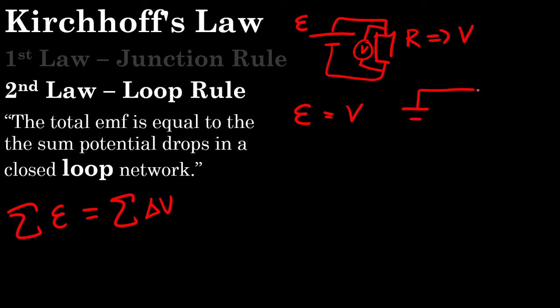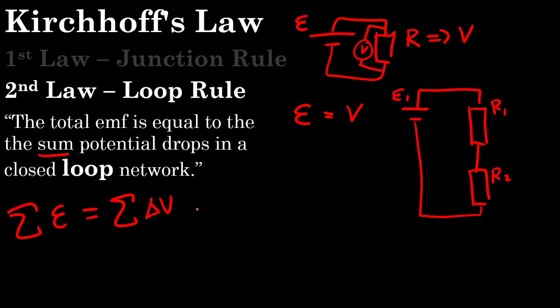Okay, now if we add another resistor, so say you have a different diagram, you have the first resistor and then the second resistor, just like that, and let's call this epsilon 1, and then you have R1 and R2. Now, because they say that it is the sum of the potential drops, you will have to take the sum of all the potential drops between R1 and R2.